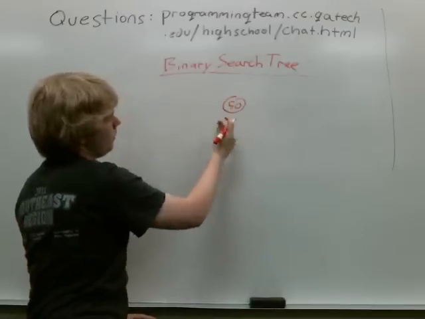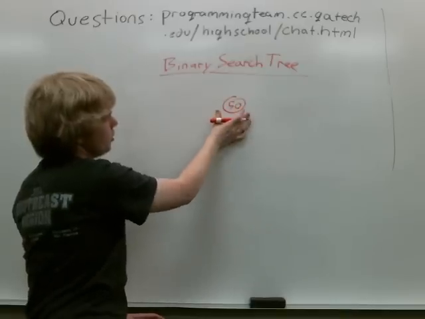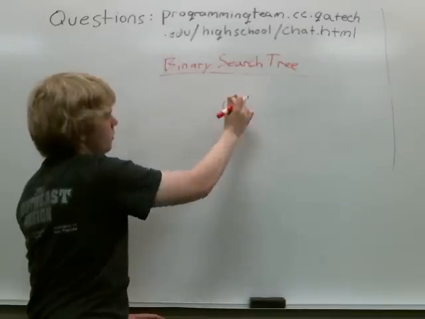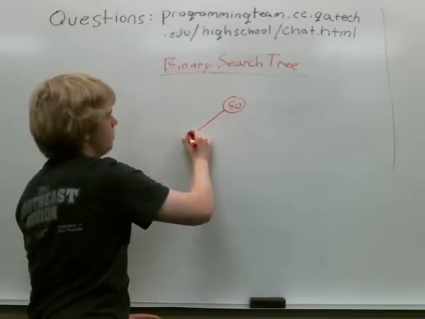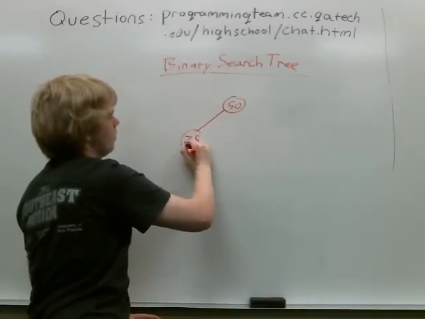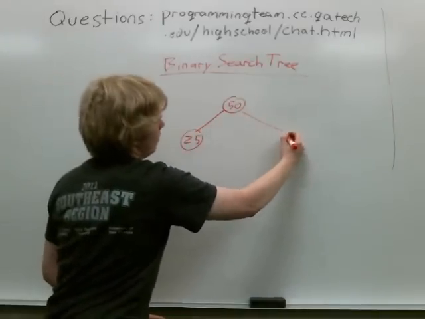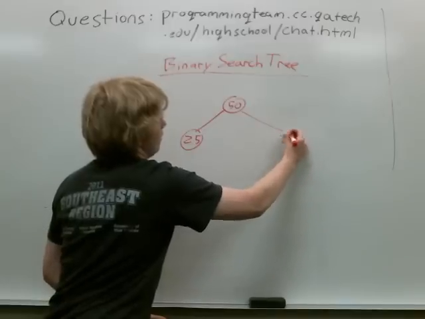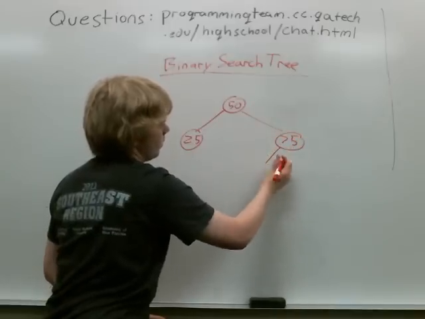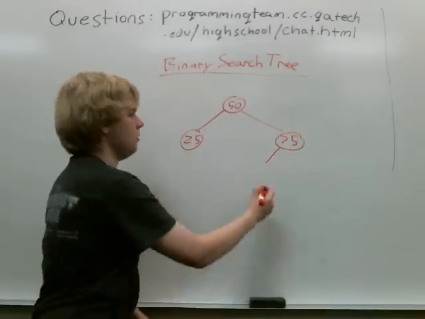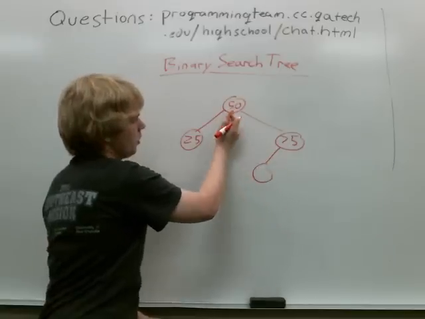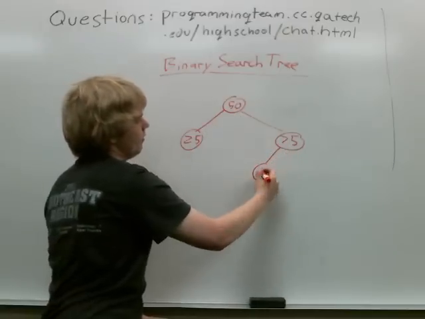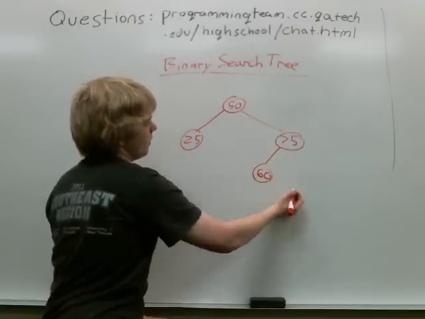So we can just put 50 in our root node, and the root is just the very top of the tree, basically. So 50, 25, 75. And here, now we need to come up with a number that is both larger than 50 and less than 75. So 60 will work.